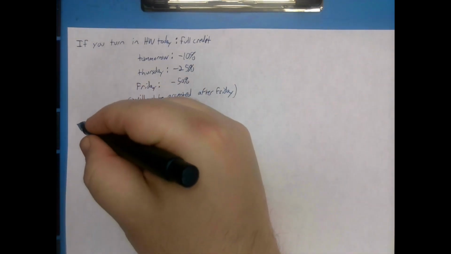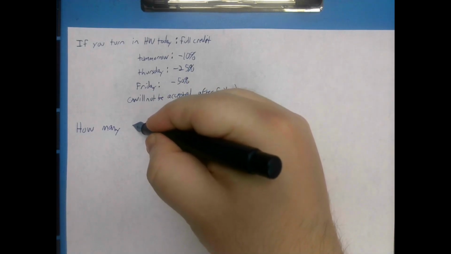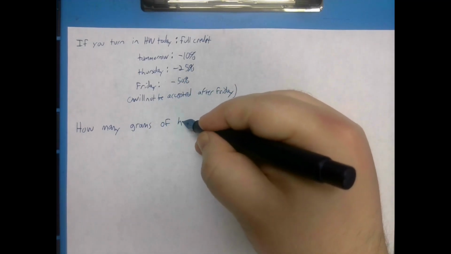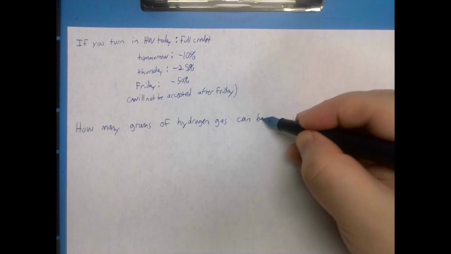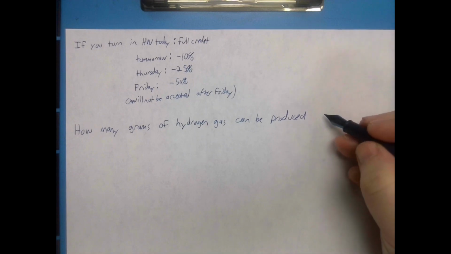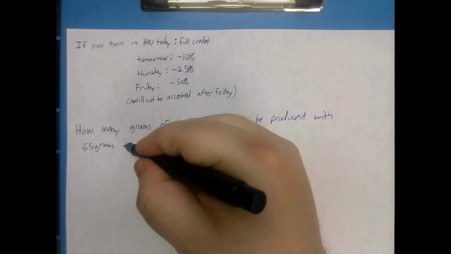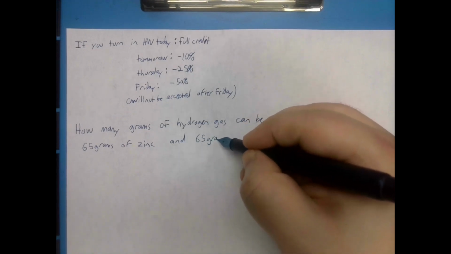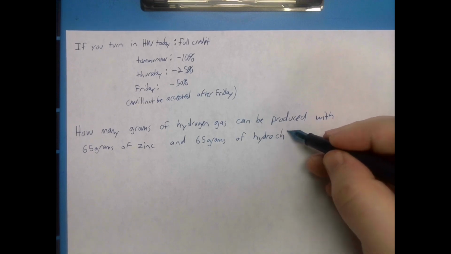So here's a question. How many grams of hydrogen gas can be produced with 65 grams of zinc and 65 grams of hydrochloric acid.